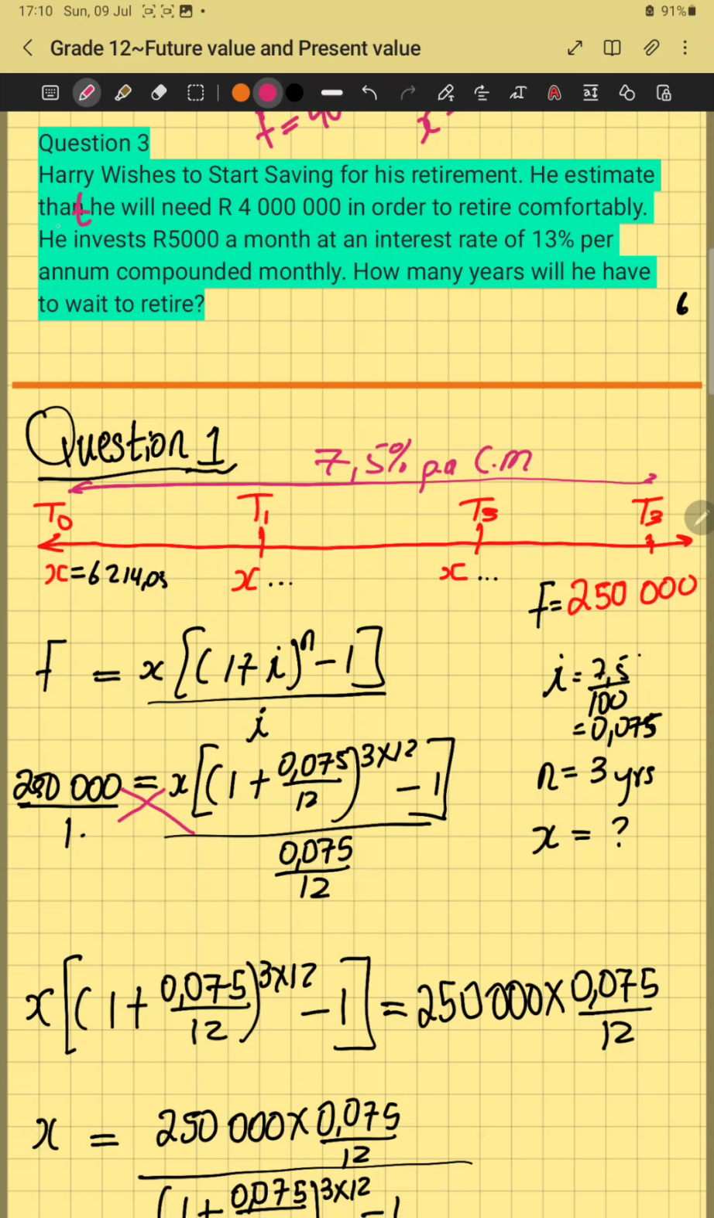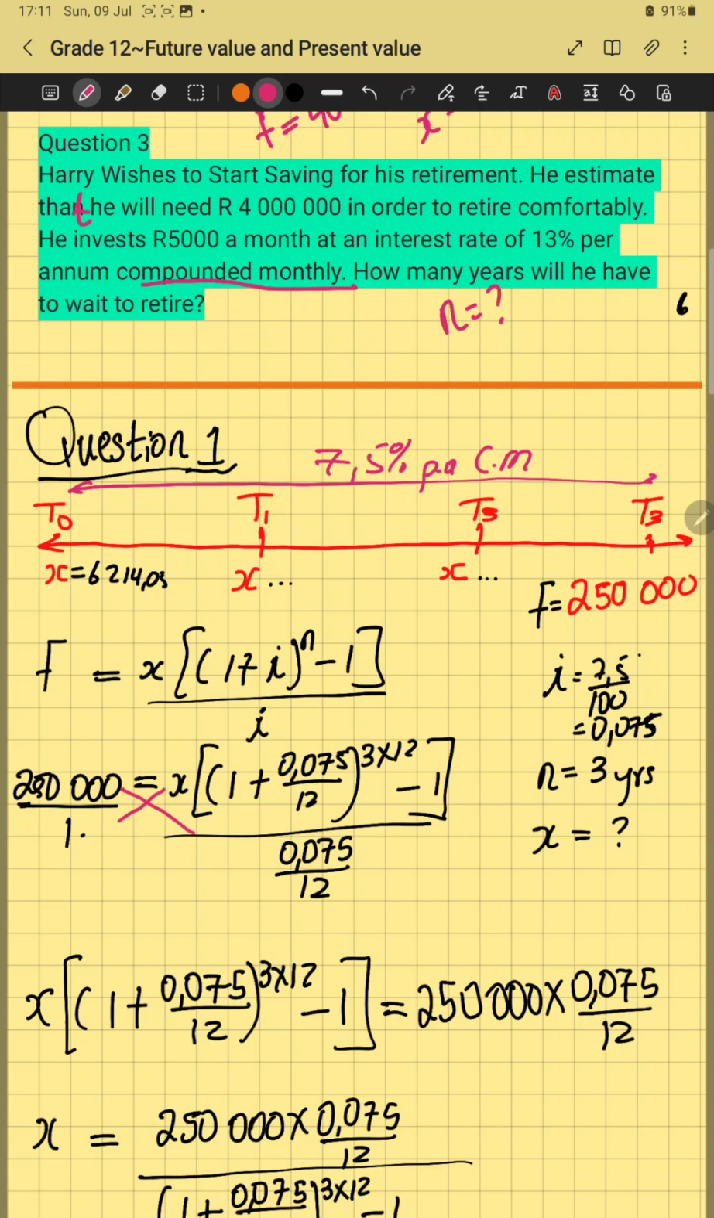He estimates that he will need 4 million in order to retire comfortably. He invests 5,000 a month at an interest rate of 13% per annum compounded monthly. Okay, so that means the number of years that we're going to have. Anyway, let's just hear the question. What does the question say? So how many years will he have to wait to retire? So we're looking for n, the number of years.